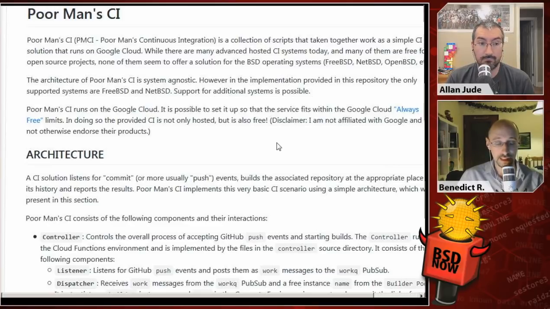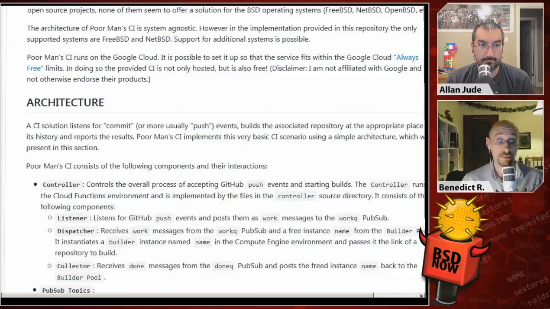So what's this? The Poorman CI, or PMCI, Poorman's continuous integration, is a collection of scripts that taken together work as a simple CI solution that runs on the Google Cloud. While there are many advanced hosted CI systems today, and many of them are free for open source projects, none of them seem to offer a solution for the BSD operating systems, FreeBSD, NetBSD, OpenBSD, etc. The architecture for Poorman CI is system agnostic. However, in the implementation provided in this repository, the only supported systems are FreeBSD and NetBSD. Support for additional systems is possible.